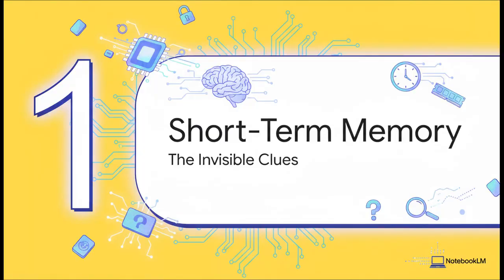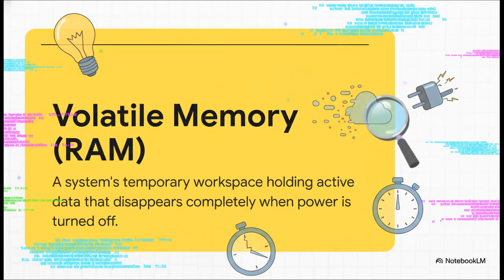Okay, so if these clues aren't on the hard drive, where in the world are they? Well, they're hiding in plain sight, in a place your computer is using constantly. It's short-term memory. We're talking about what's technically called volatile memory, but you probably know it as RAM. And that word volatile is everything. It literally means this data is temporary. As soon as you power off your computer, everything in RAM, every program, every open file, it's just gone.